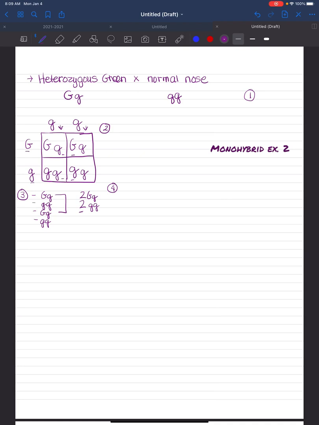Step 4 is to write the possible phenotypes. And so 2 big G, little g, so I have 2 green noses. And then I have 2 normal noses. So if these 2 parents had children, there's a 50% chance that their children will have a green nose. 2 out of 4, 50% chance.